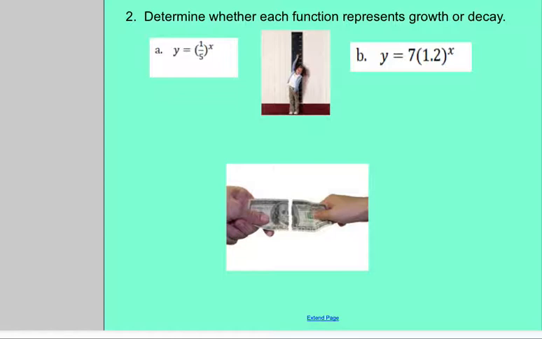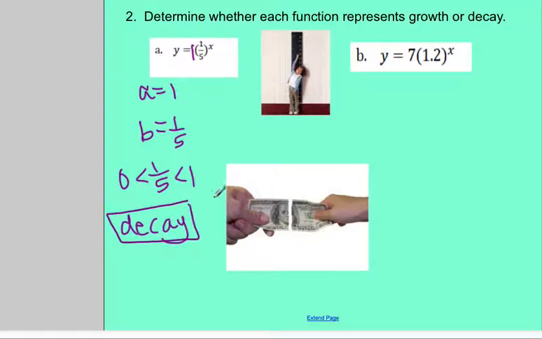All right, so example 2, we need to determine if it represents a growth or decay. Well, in this case, I'm just going to write down my a value is 1. That does not determine my growth or decay. It's my b value. My b is 1 over 5, which is in between 0 and 1, so in this case it is a decay. This one, my a is 7, just so we know the difference, and my b is 1.2. Well, b is 1.2, that is greater than 1, so in this case it is a growth.